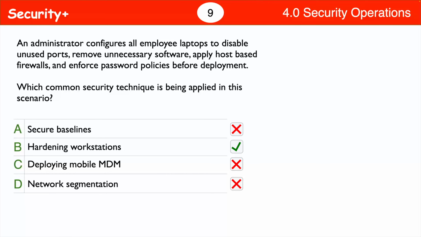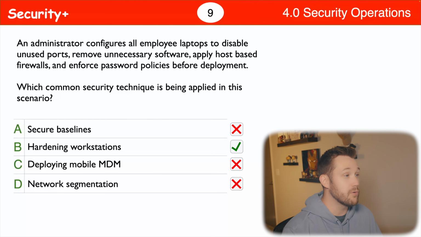And hardening a workstation involves removing vulnerabilities and tightening configurations to reduce the attack surface of that specific computing device. Now, I do want to mention, though, that after hardening workstations, based on user feedback, things like that, risk assessment, you can then add these processes to a secure baseline or as a secure baseline. So they do go hand in hand, but technically based on this scenario, hardening workstations is the action that's getting performed.